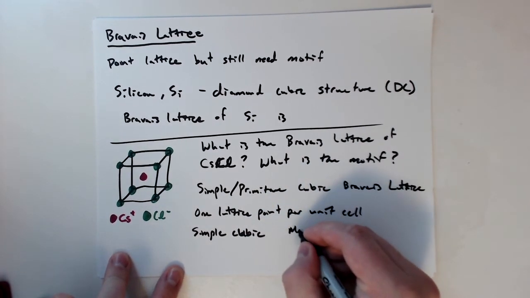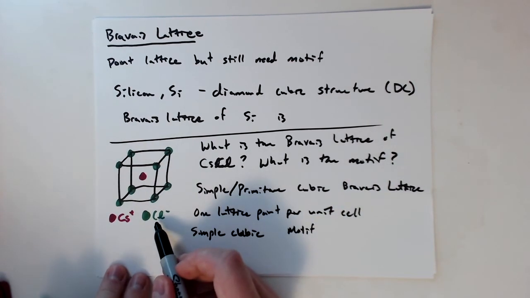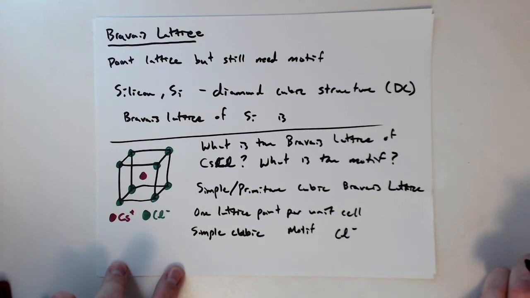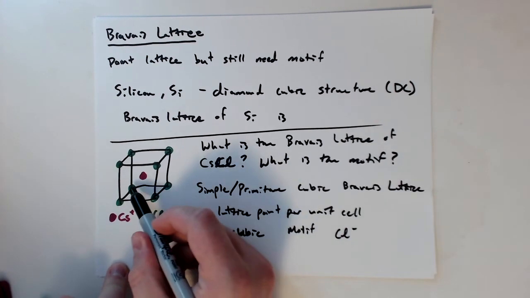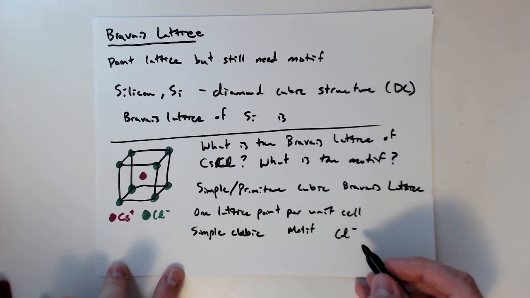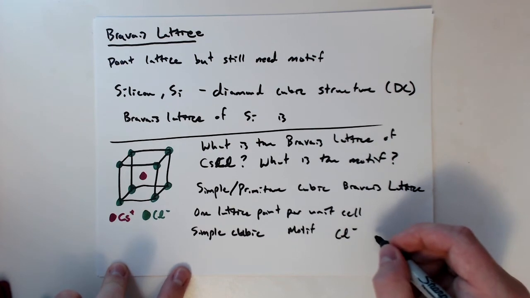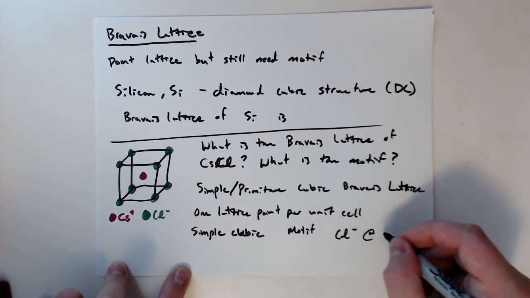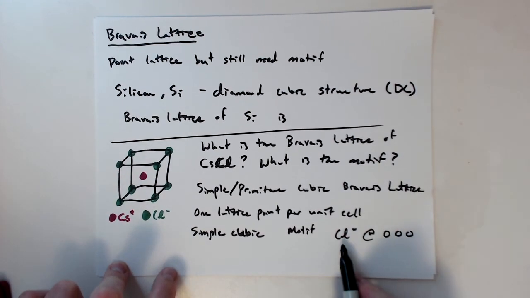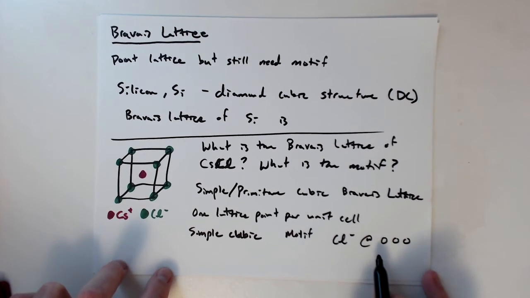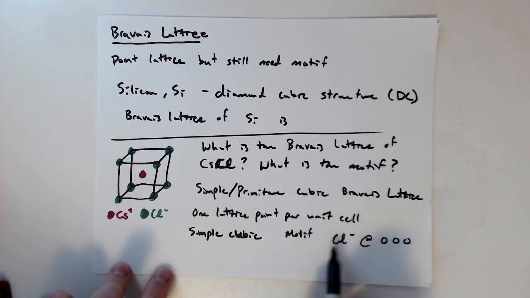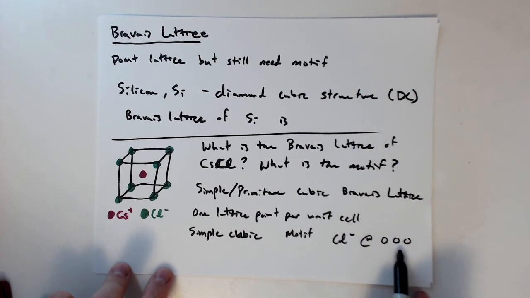And our motif is going to start, and we can think of the chlorine. So we have a chlorine at each lattice point, right? So you can clearly see that here. Each of the corners, each of the lattice points has a chlorine atom. So we put this as a chlorine at 0, 0, 0. So this indicates that we have one chlorine for each lattice point. I don't have to write out all 8 of them, right? Because there's only one lattice point per unit cell. So I just choose to use the origin.